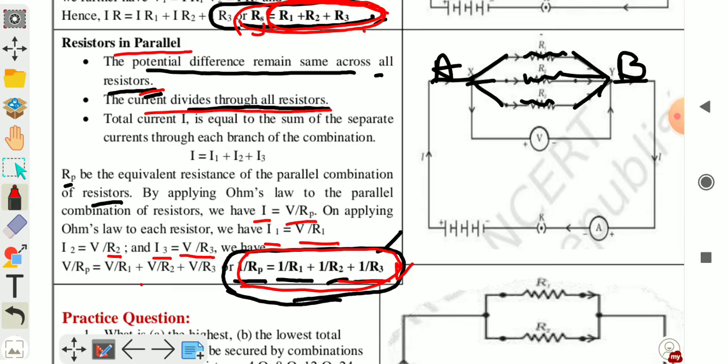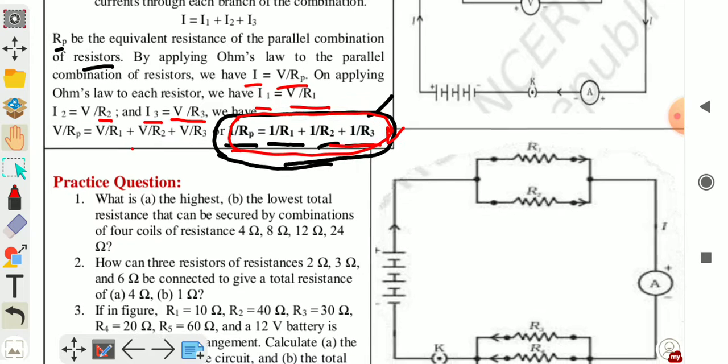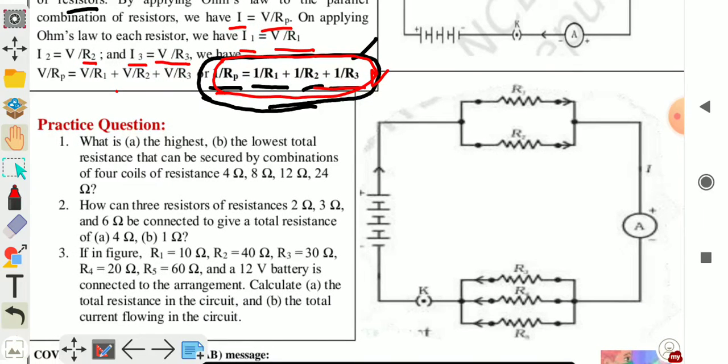Now practice question. Question number 1. What is the highest and the lowest total resistance that can be secured by a combination of 4 coils of resistance? The values of the 4 coils are 4 ohm, 8 ohm, 12 ohm and 24 ohm. You have to find the highest as well as the lowest total resistance.